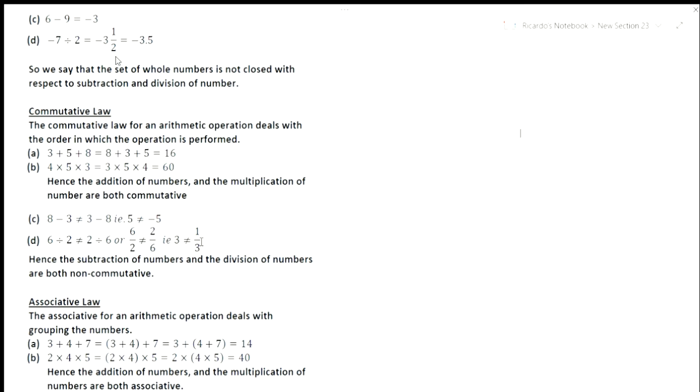Subtraction of numbers and division of numbers are not commutative. So that's what we say. So while the addition of numbers and multiplication of numbers are commutative, subtraction and division is not commutative.